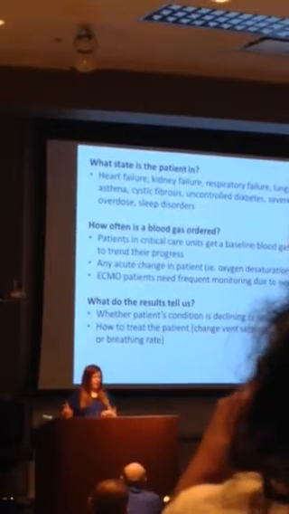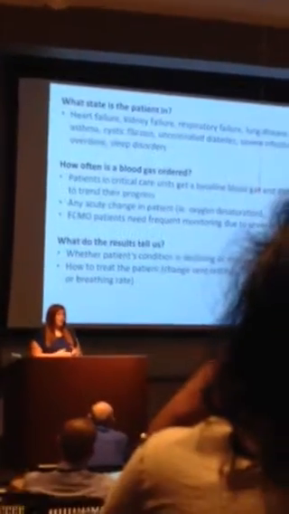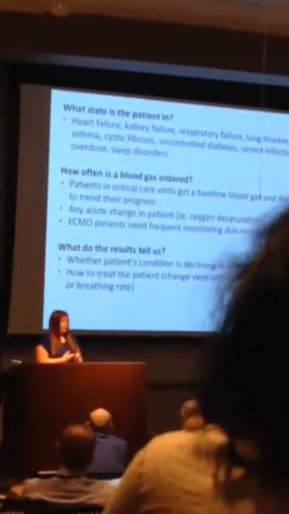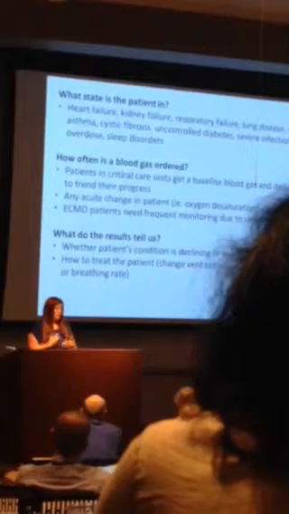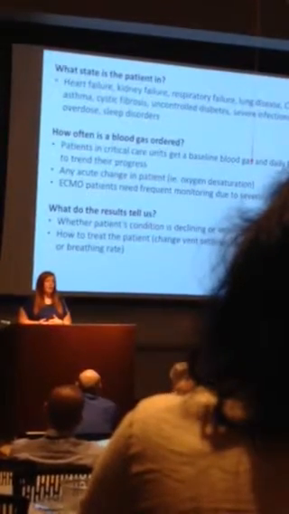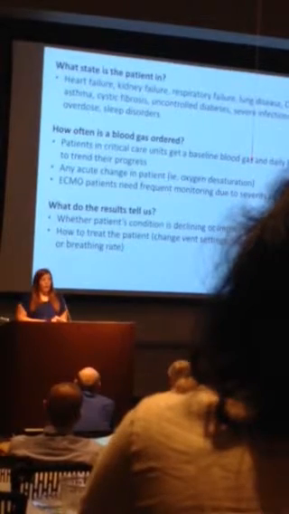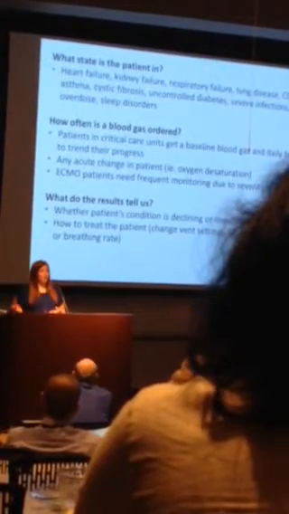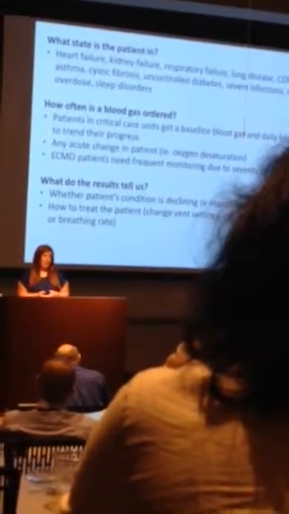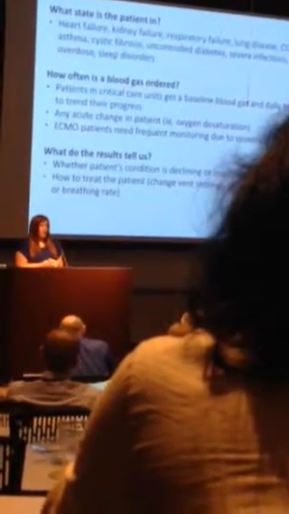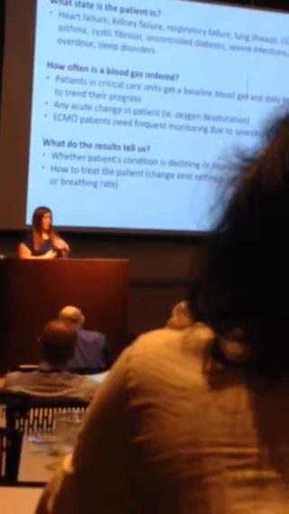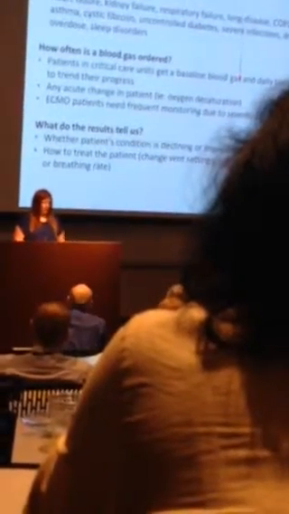that trends their progress. Then also any acute change in the patient requires a blood gas, such as an oxygen desaturation. Also, patients on ECMO need very close monitoring, and they can get blood gases drawn every 2 hours. If there's a rapid response or a code, they draw blood gases throughout the code, and they can be drawn every 10 minutes. The results tell us whether the patient's condition is improving or declining, and they also inform us on how to treat the patient, whether they need more oxygen or meds.